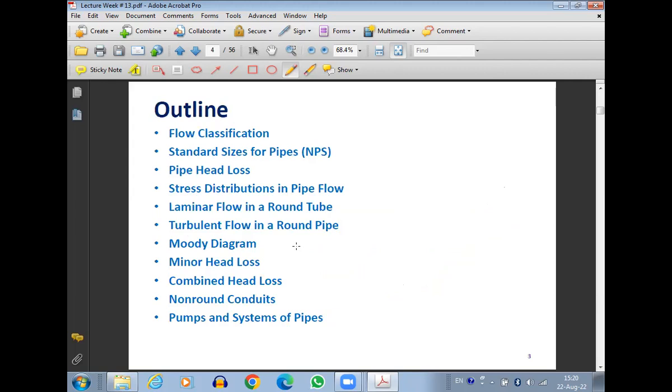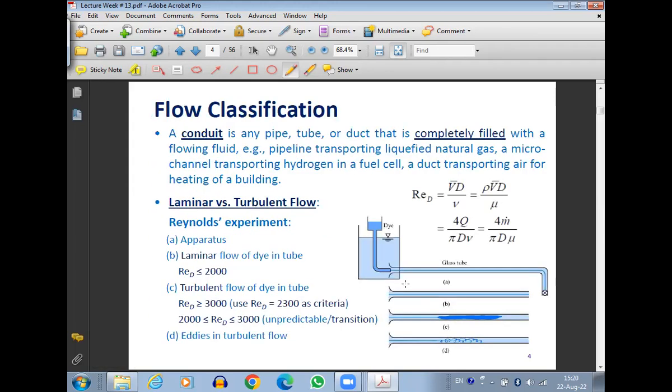Our basic topics would be the flow classification. Then we are going to move towards the standard size for pipes, which is known as the nominal pipe size. Then we are going to talk about the pipe head loss, and then stress distributions in pipe flow. Then laminar flow in round tube, turbulent flow in round tube, and the Moody diagram. The Moody diagram would be very important here. Then we are going to talk about the minor head loss and the combined head loss. We will talk a little about non-round conduits, and then about pumps and the system of pipes. So these are the topics that we are going to cover in this chapter. So let's start this chapter.